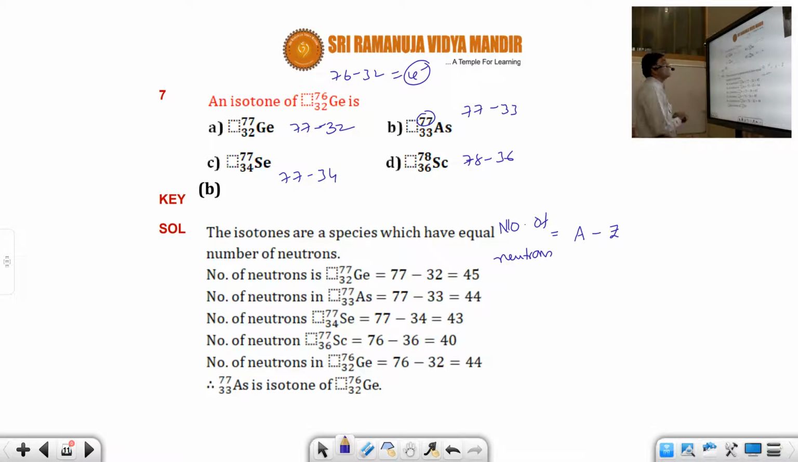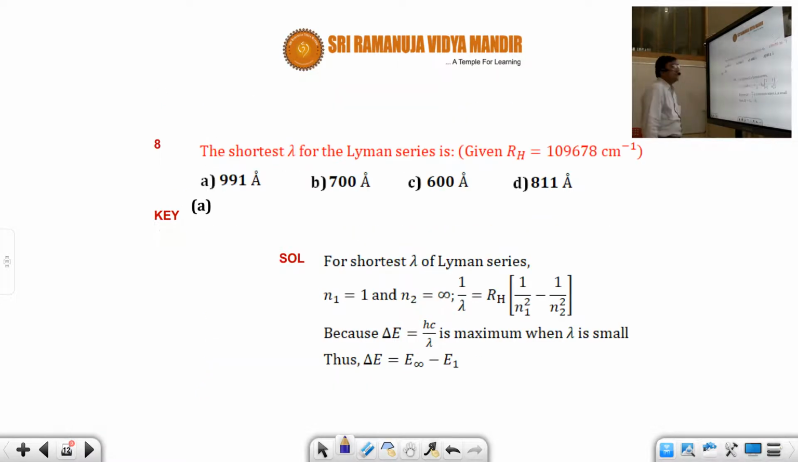So I hope you understood. So you got the 44, sorry, 44. Which is having 44, this is having 44, I think. So this is the answer. So isotone means same number of neutrons. Isotope means having same atomic number but different mass numbers. For example, hydrogen and deuterium have same atomic number, different mass number. So isobar means same mass number, different atomic numbers. I hope you understood these three definitions.